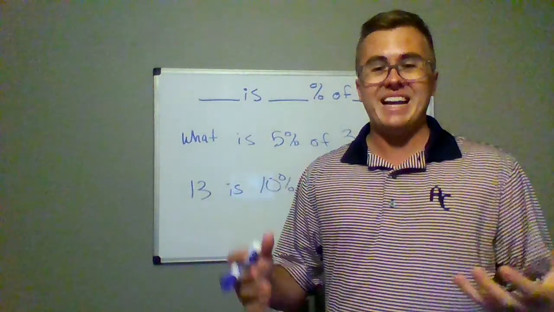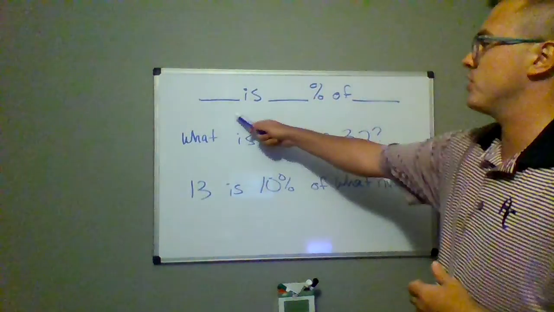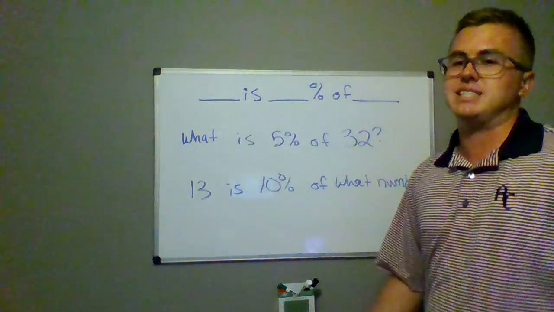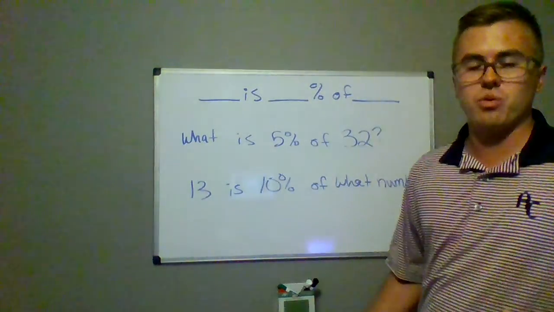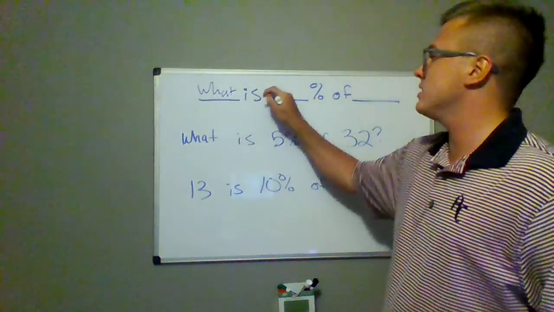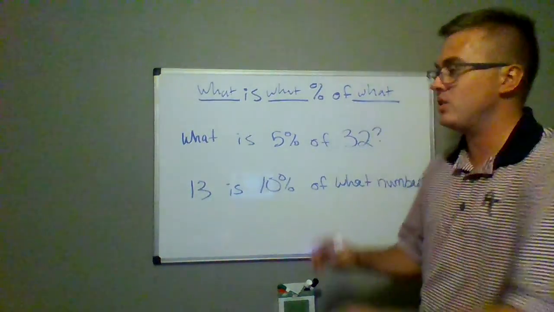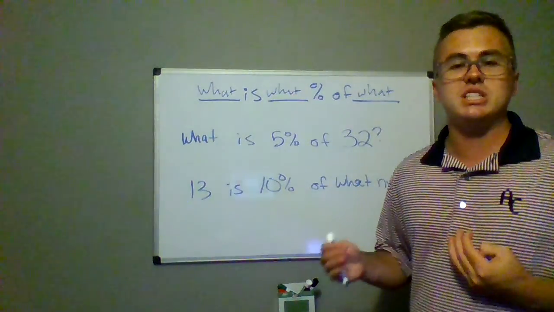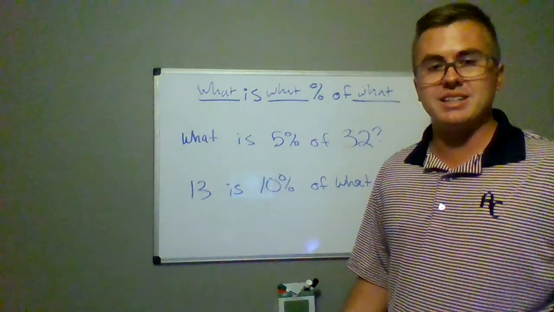The base of this topic, the base of percentages, is this first line here. Blank is blank percent of blank, which doesn't sound like a whole lot because there are a lot of blanks in there. But this is essentially what your questions are going to come down to: what is what percent of what. Two out of three are going to be filled, and then you're going to have to solve for the third one. So you're going to have to do a little bit of translating.